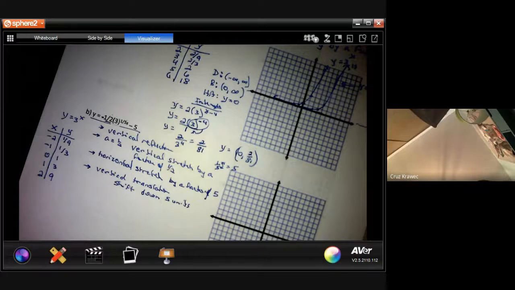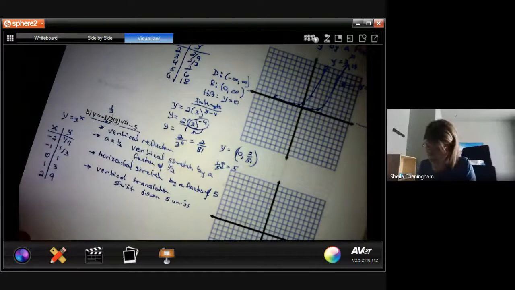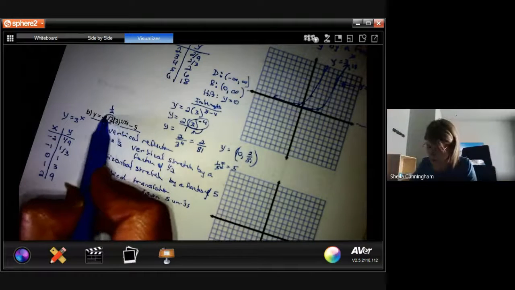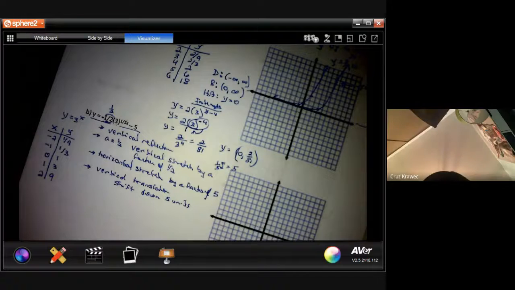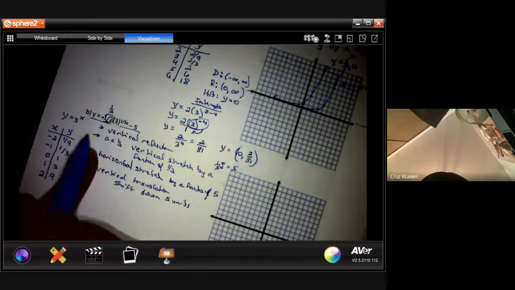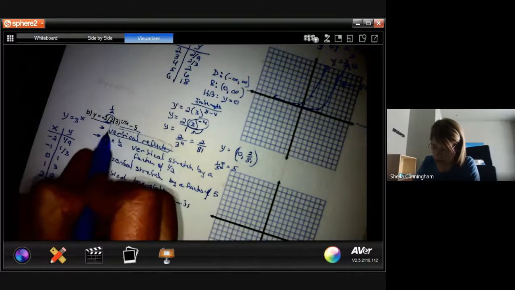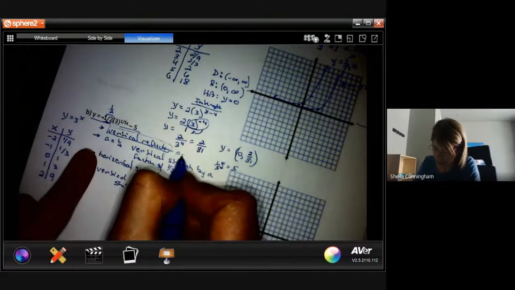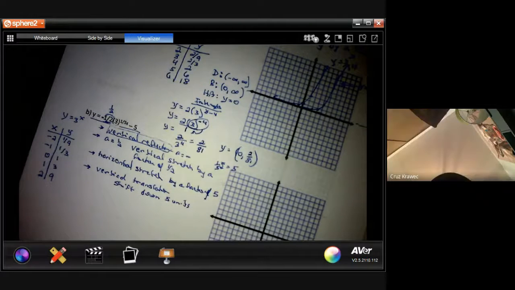Where'd you find the 1/2 for the vertical stretch? Right here. This here. Oh, just from what's in front of it. Yeah, literally that's your a right in front of it. And the negative on it doesn't affect it in any way? The negative comes up in the vertical reflection. That's why I wrote vertical reflection down, because a equals negative. Okay, that makes perfect sense.